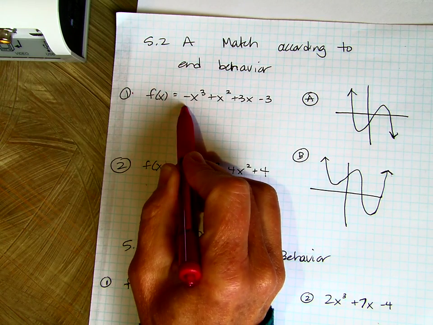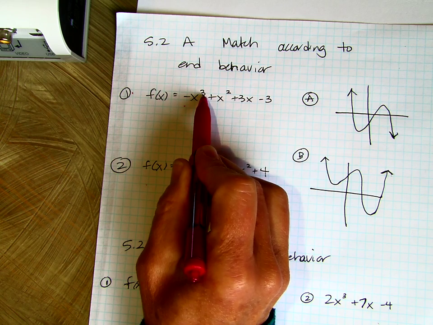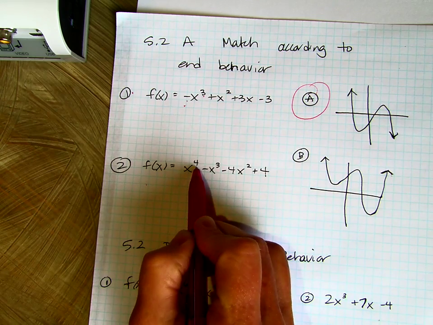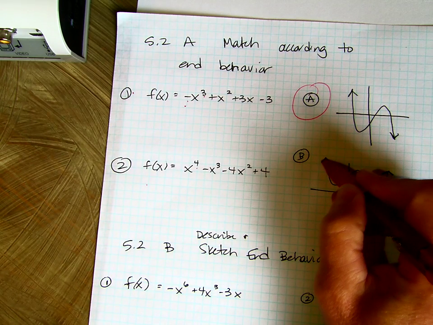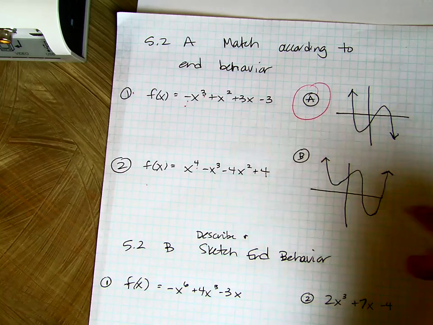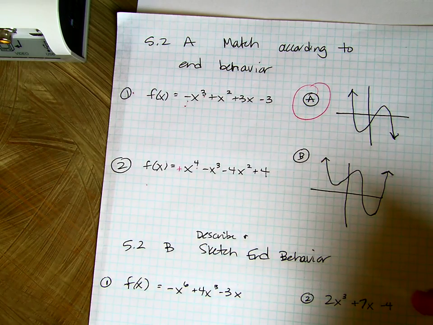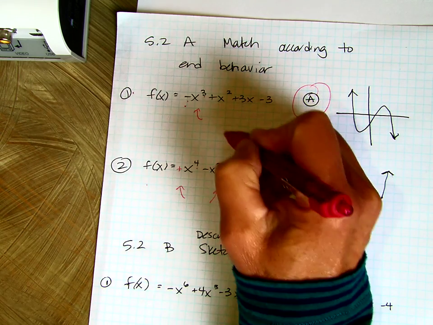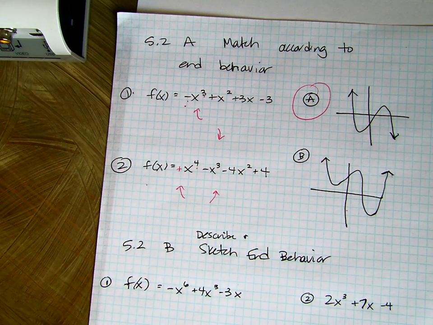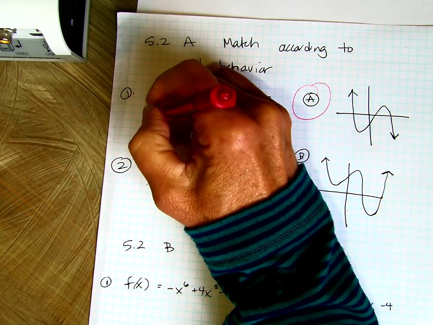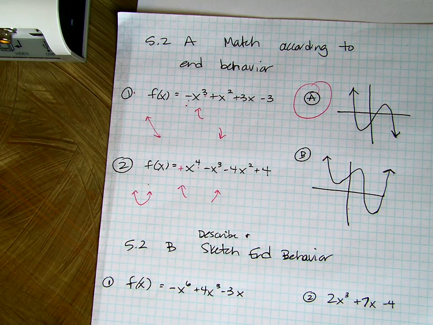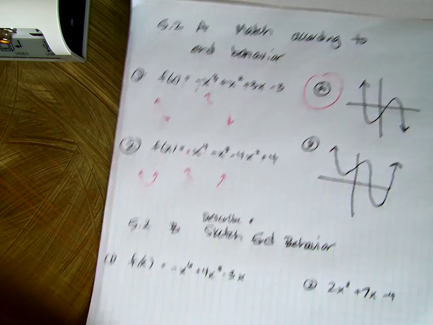So in practice A, here are my two functions, which goes with which? Well, I see this is an odd degree with a negative leading coefficient, so that's got to be A. This is an even, and remember, an even either has to both go up or both go down. This is a positive leading coefficient, so they both go up. So that's got to be this one. This is a negative odd, so it goes down, just like a negative line would look like that. Just like a positive parabola would look like that. Just worry about what's going on at the ends.